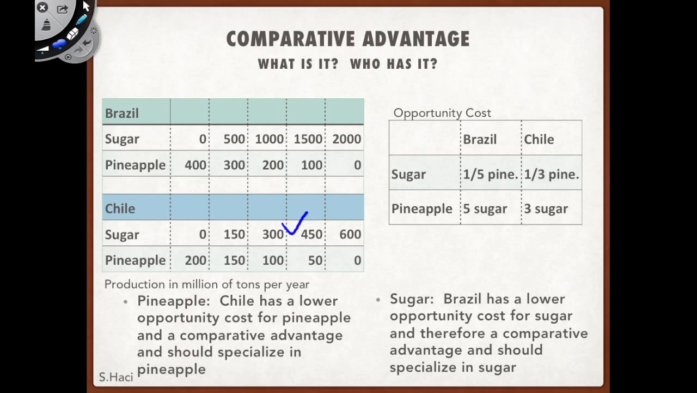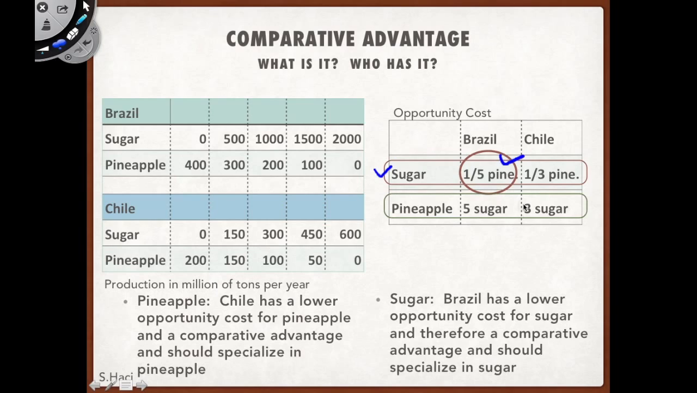So if we summarize here, it would seem that Brazil is better at producing sugar. And you see for sugar, when you compare the opportunity cost of the two countries, Brazil has the lower one. When you look at pineapple and you compare the opportunity cost, you see this time that Chile has the lower opportunity cost for pineapple. The lower opportunity cost translates into a comparative advantage.